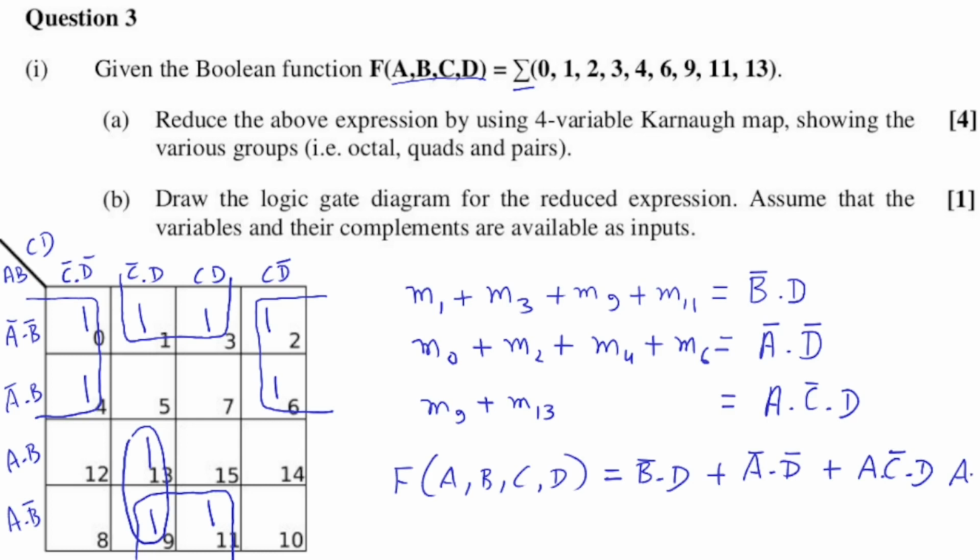So this is the answer to the first part. Now, the second part of the question, that is question 3.1b, says to draw the logic gate diagram for the reduced expression, and we can assume that the variables and their complements are available as input. Now, let us draw the logic gate diagram for the reduced expression.